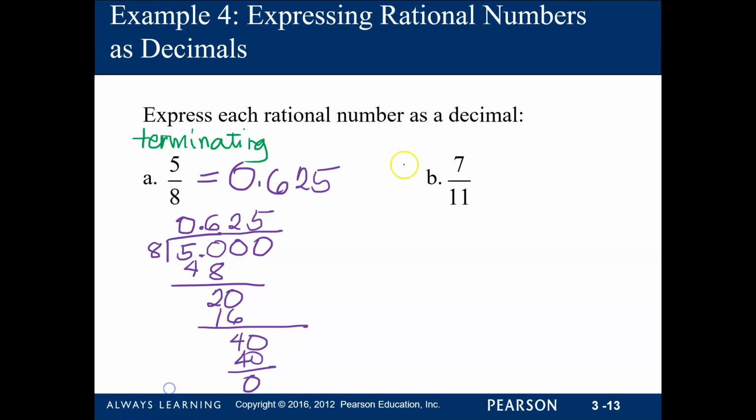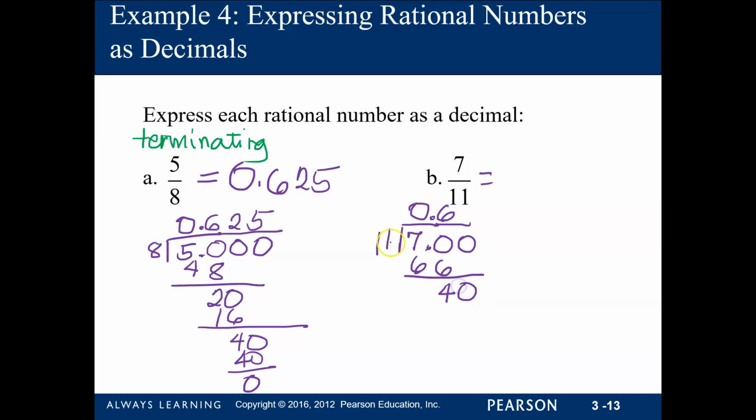We have 7 over 11. What is this in decimal form? So again, the numerator is going to be inside the division sign. So this is going to be 7 divided by 11, which is not going to happen. Okay, so we add our 0 over here. So this is now going to be 70 divided by 11. That's going to be a 6 to get a 66. Now we subtract and get a 4.